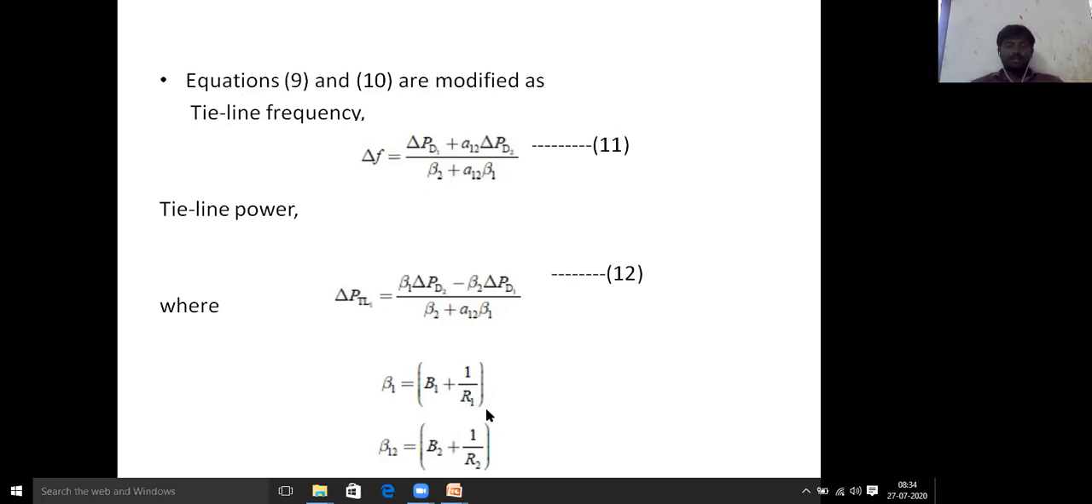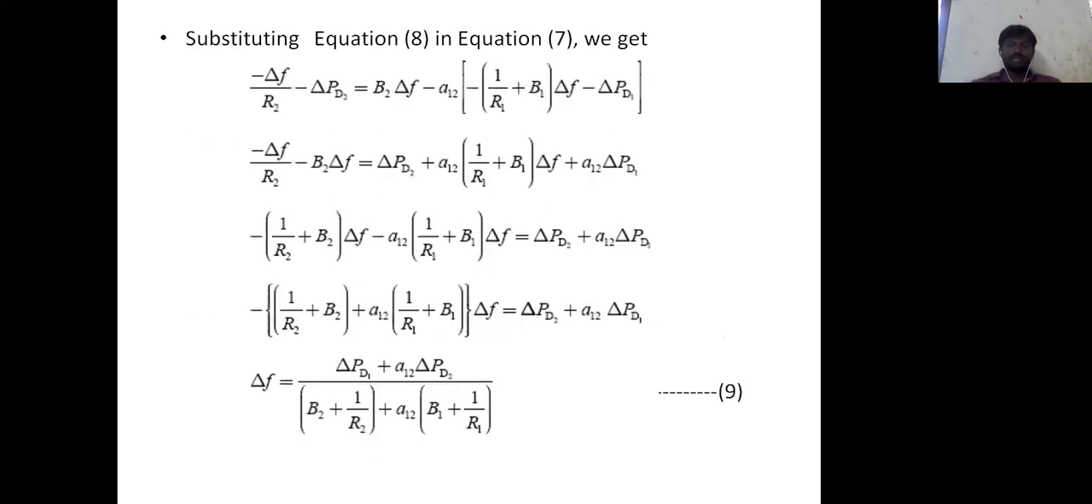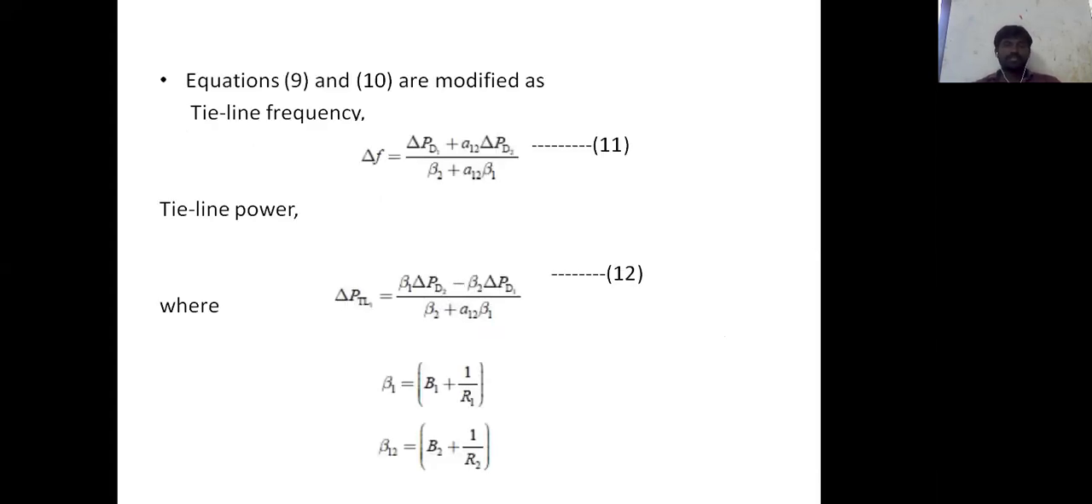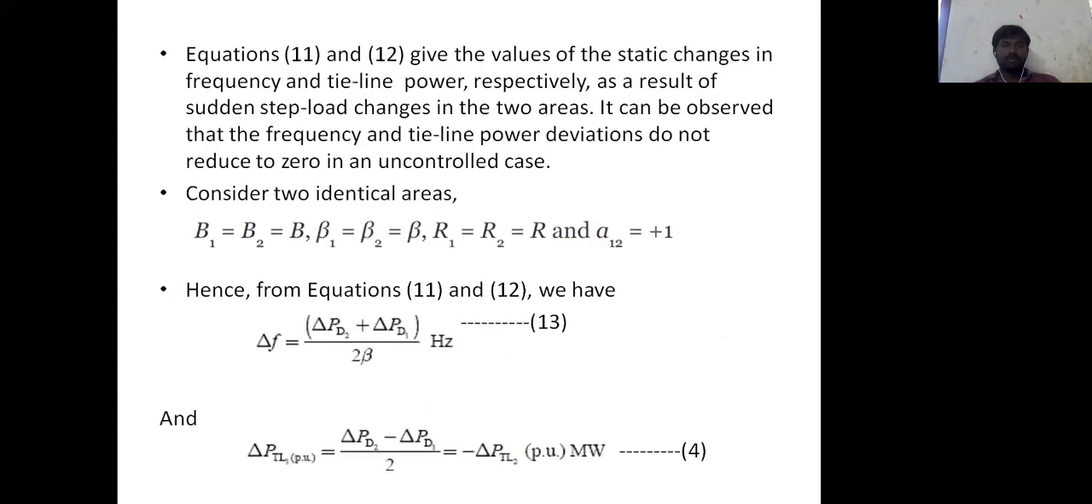So here this is the change in frequency formula. This is the static response of change in tie line power formula. The equation number 9 is the change in frequency formula, and equation number 10 is the change in tie line power formula. The equations are modified for tie line frequency in terms of beta and tie line power. So equations 11 and 12 give the values of static changes in frequency and tie line power respectively.